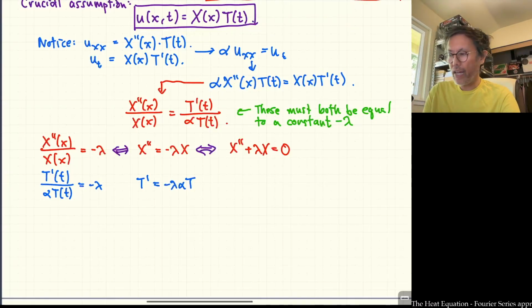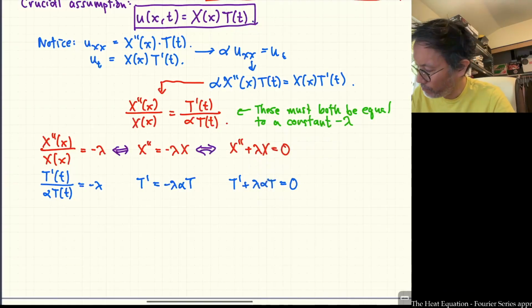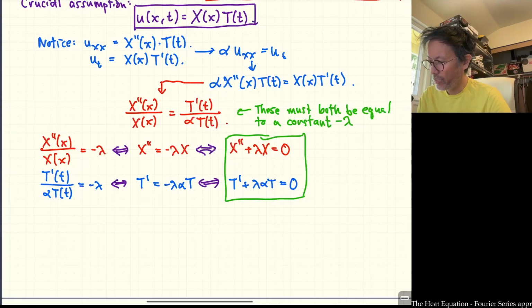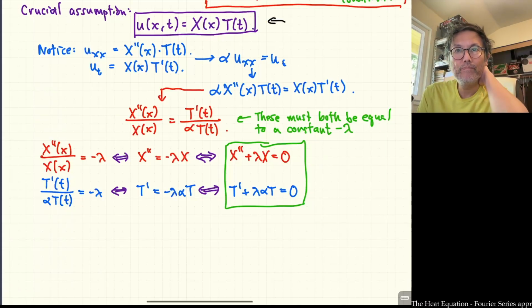All right, and then I add lambda alpha T to both sides, and what I learn is that T prime plus lambda alpha T is equal to 0. So I have this pair of equations now, these two equations here. And if I can figure out solutions to that first equation and that second equation, which happen simultaneously, then I can multiply them together using the crucial assumption, and that will give me solutions for u.